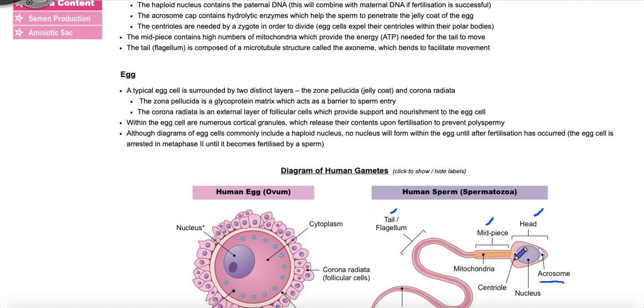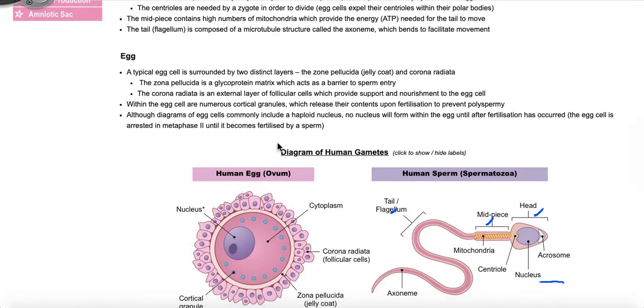And then we have centrioles here that are going to be needed by the zygote when the zygote is about to divide after fertilization, because we know that the ovum expels its centrioles. The midpiece is filled with mitochondria, and we know that mitochondria provide energy, and we know that the sperm is motile and needs to swim, therefore it gets its energy from the mitochondria. And then the tail, or the flagella, is composed of a microtubule structure called an axoneme, and this is what is going to allow for a wide range of motion of the tail.